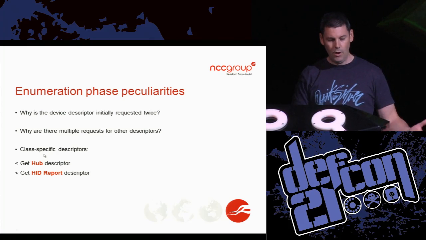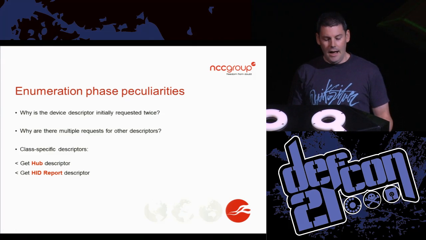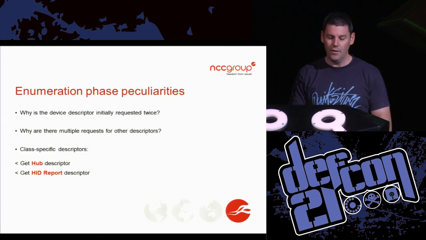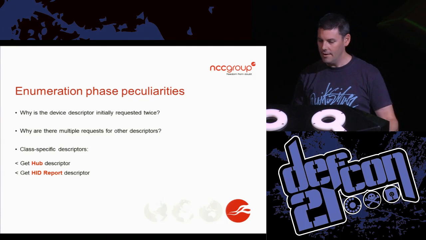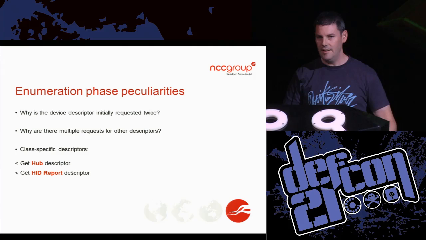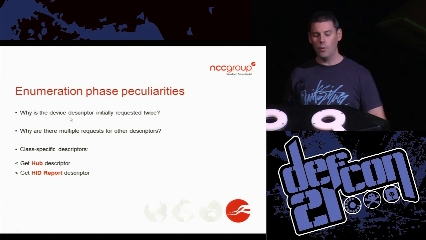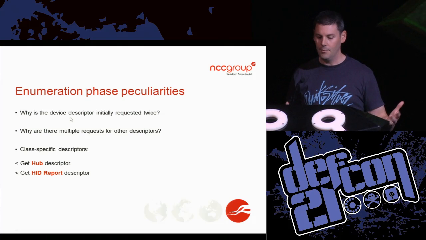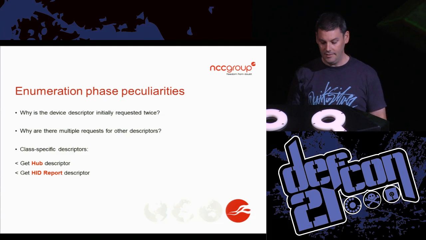But hang on, why was the device descriptor initially requested twice? Well, when it first connects, there's no address set for the device, so the host needs to know some information about it with the first request. It sets an address, then resets the device and goes through the process again. There are also multiple requests for some of those other descriptors from different layers within the USB stack.